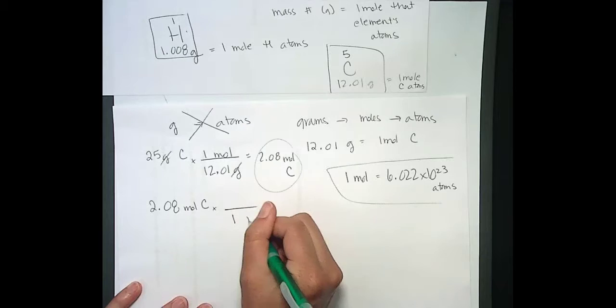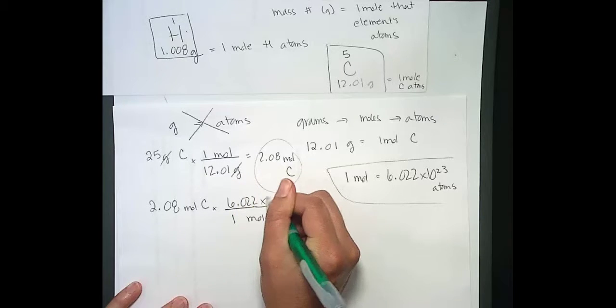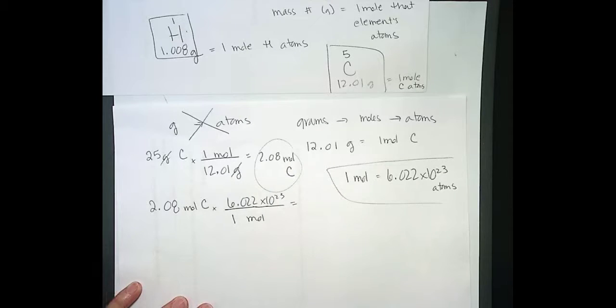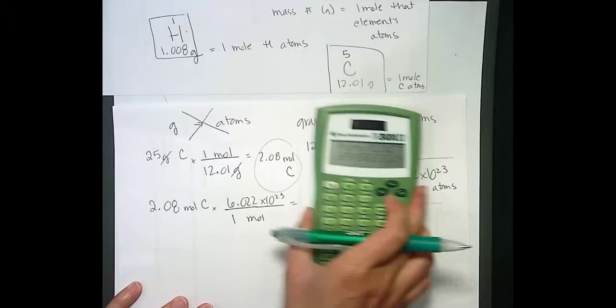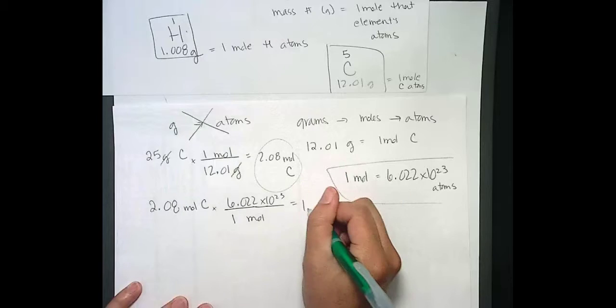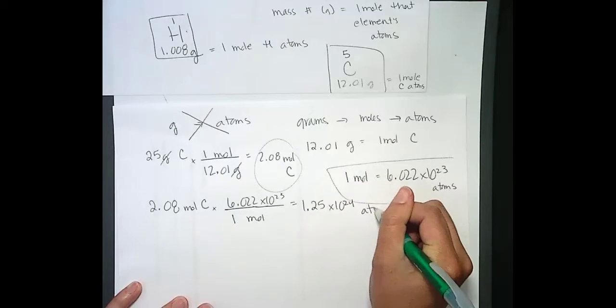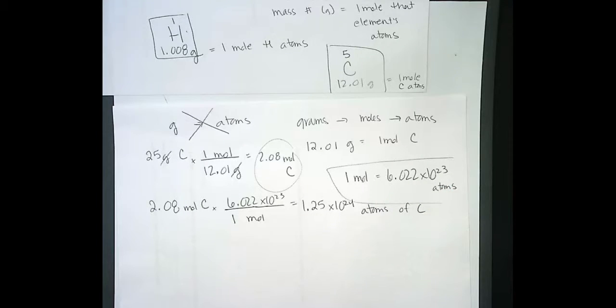Okay, so again, diagonal units have to be the same. 1 mole on the bottom, 6.022 times 10 to the 23rd. Right, that's a lot of atoms. I get about 1.25 times 10 to the 24th atoms of carbon. I don't want to count those. I'm glad I can just weigh it. That's much more convenient.